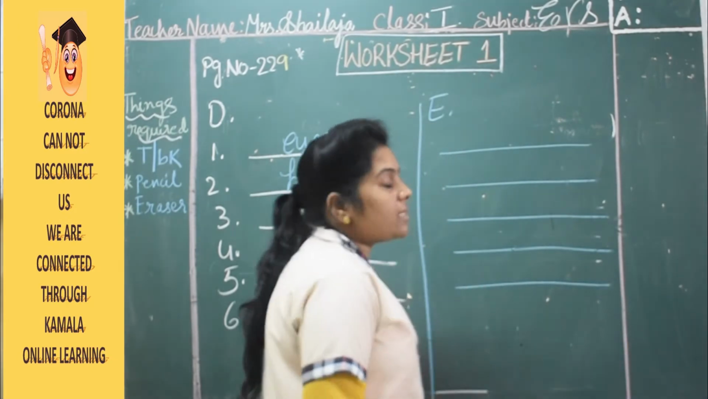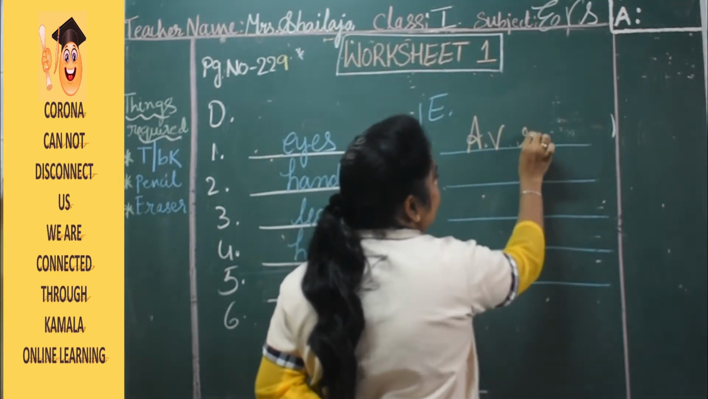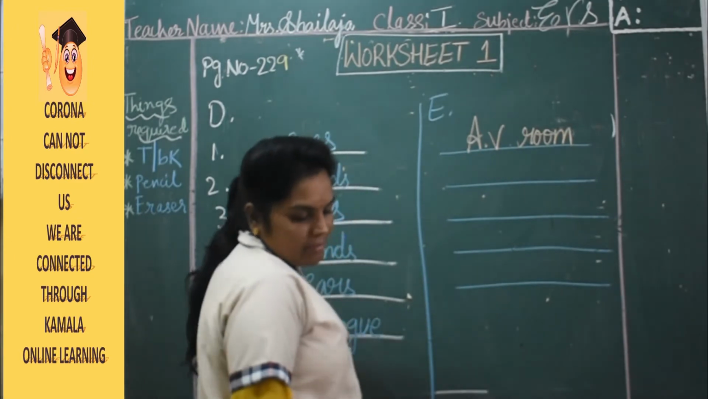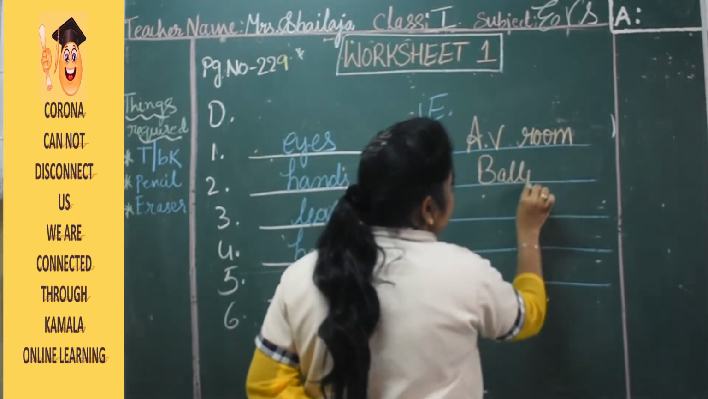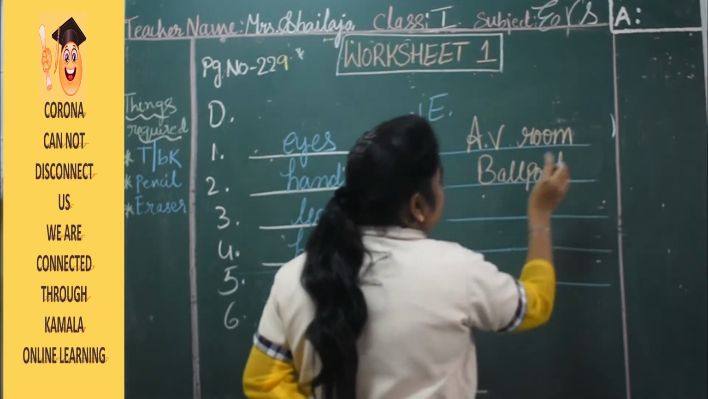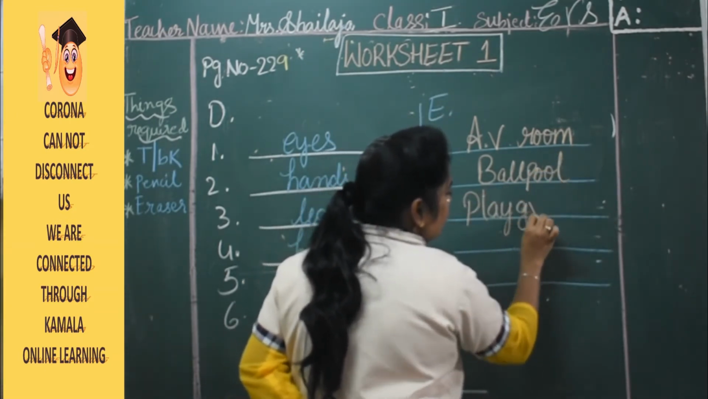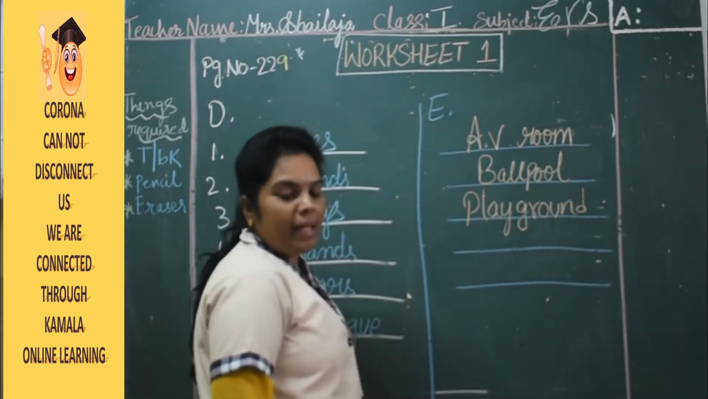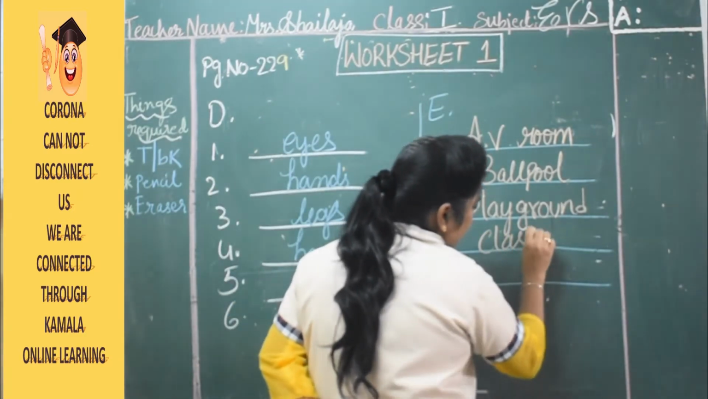Okay? So first one is every room. Yes, children, we like every room very much. Now next one, whirlpool. So this also we like very much. Then playground. Yes, we like this one, playground. Children, we play games in a playground. Yes, and we like classroom also.